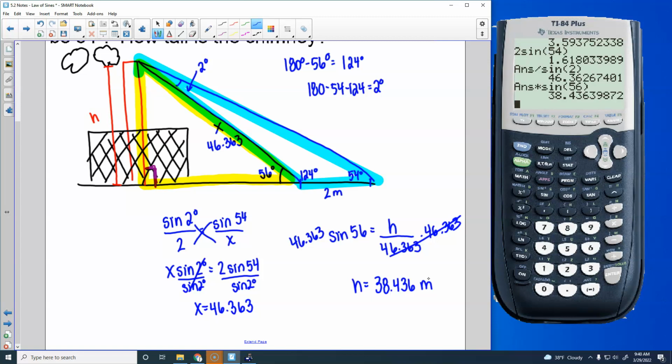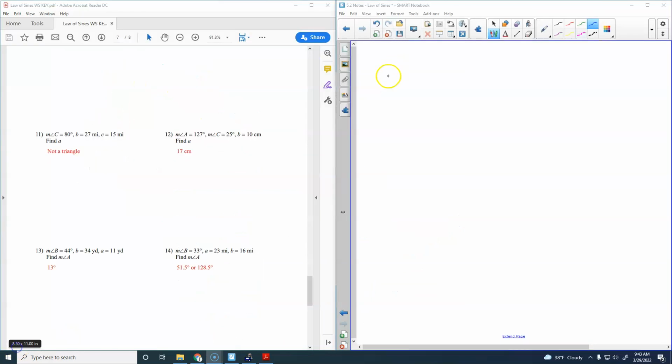All right, now your homework is just going to be plain triangles, but I like to go ahead and throw some application in here. We are going to do lots of application problems, but tonight it's just plain triangles for practice. I like to throw it in 11. We have got a triangle ABC. So A, B, C. Angle C is 80 degrees. Side B is 27. Side C is 15. And they want us to find the measure of side A.